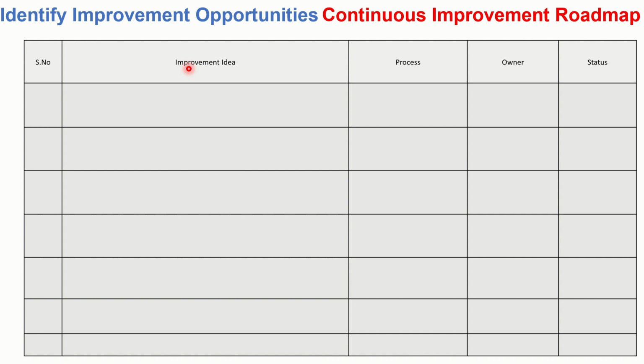The last but not the least, this is the most important step. A continuous improvement roadmap is to be created. Identifying improvement opportunities, listing them as the improvement idea, which process it belongs to, who is the owner, what is the status of this idea, and creating a roadmap. Like in the next 6 months, what will happen, which all projects will be implemented, and what is the kind of impact that we will generate from these processes.